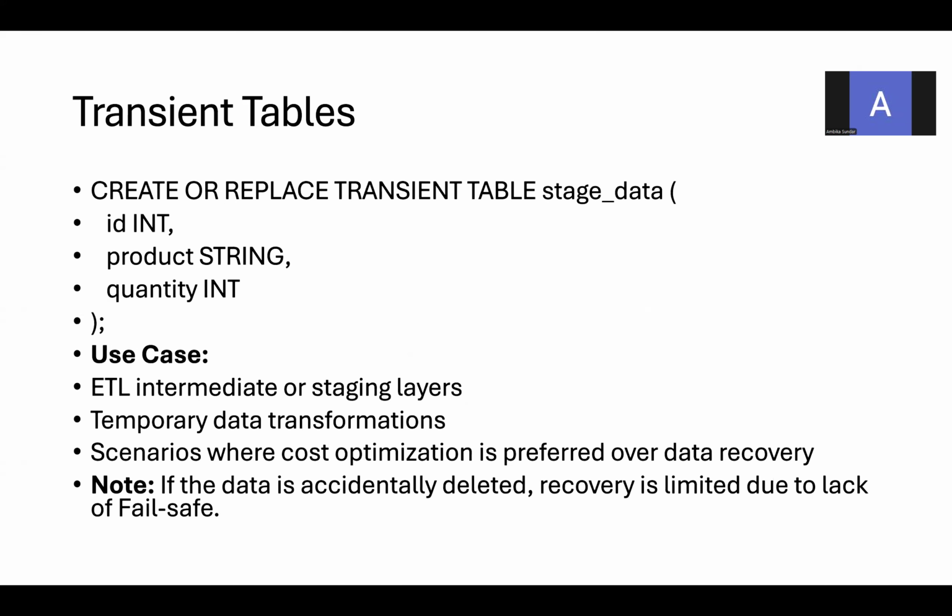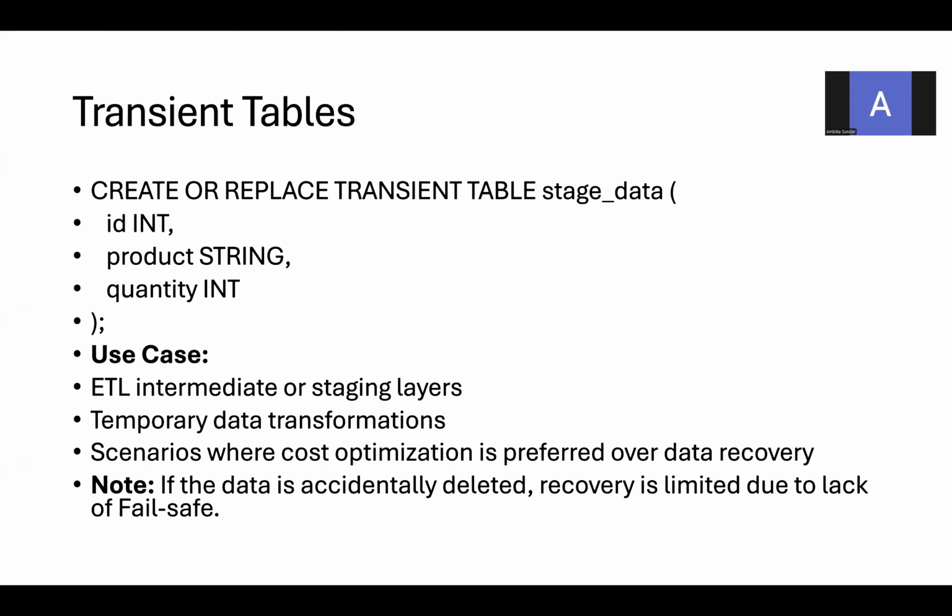This is the syntax for creating transient tables. Create or replace. In this, you have to mention the table type. Transient table stage_data, 3 columns: id, product, and quantity. id belongs to the integer data type, product belongs to string, and quantity belongs to integer. Use case: ETL intermediate or staging layers.